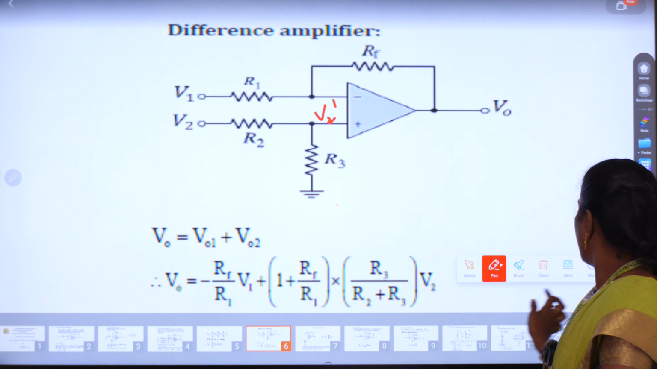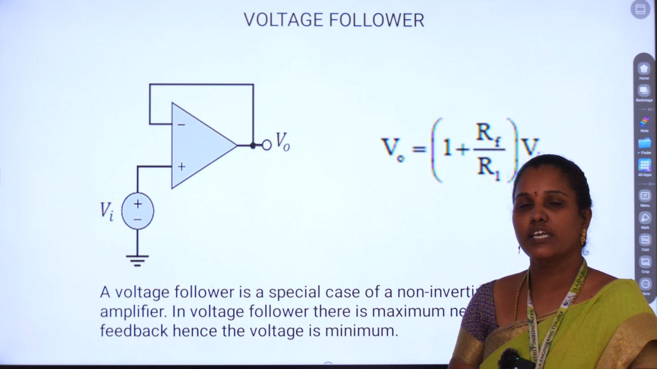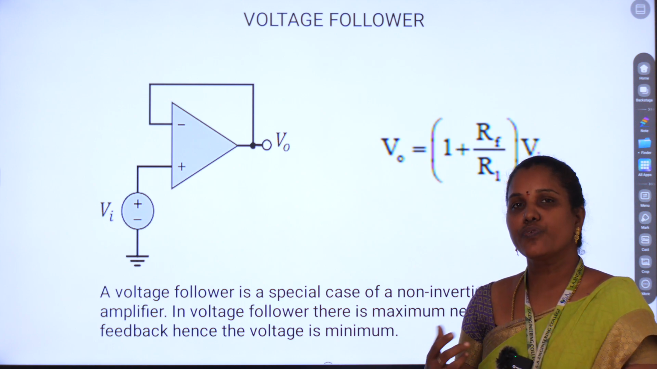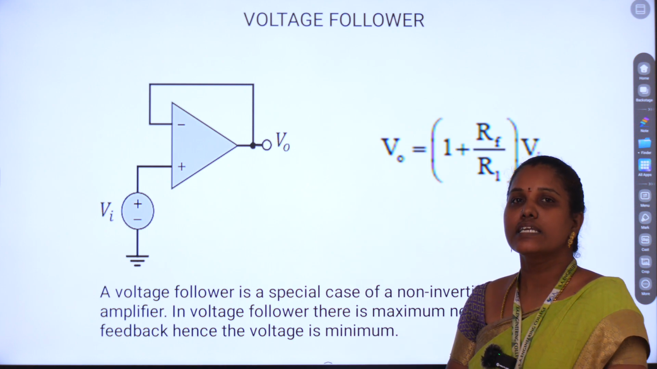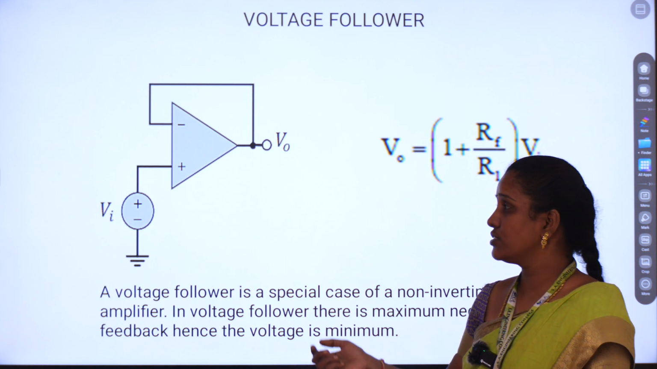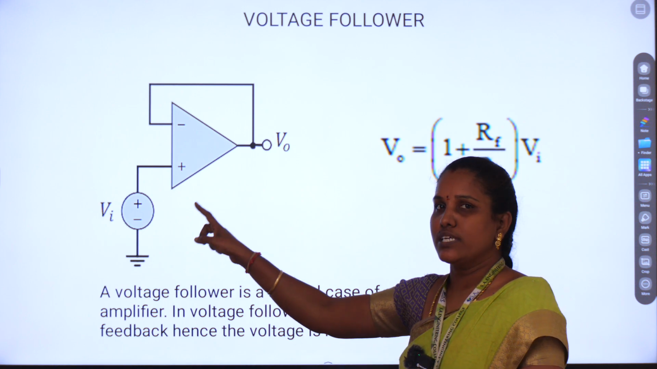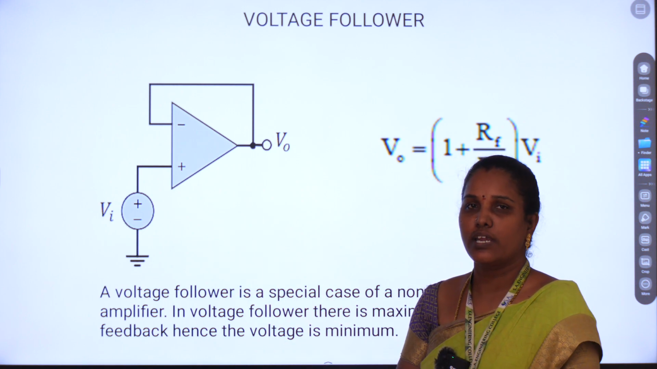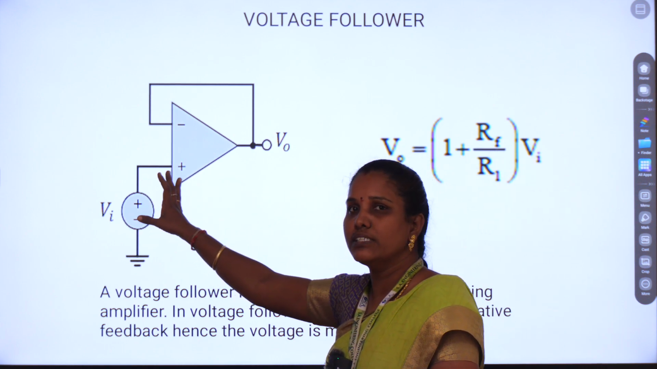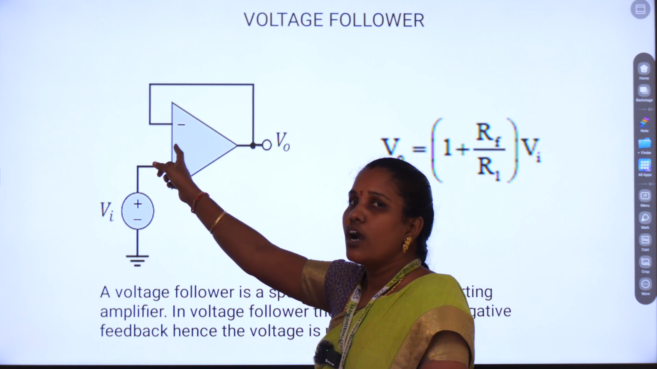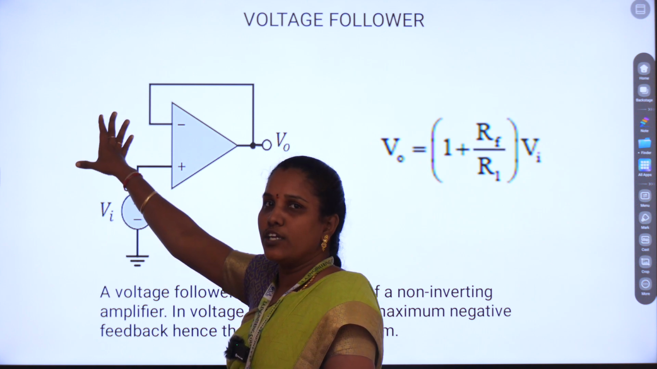Now, if we want to go to the next slide, the voltage follower is an important application of the operational amplifier. We can use it for impedance matching purposes. How do we make the non-inverting amplifier a voltage follower? In this, the input resistor we can take as open circuited. A voltage follower generally has a high input impedance and low output impedance. That's why the input resistance Ri is open circuited, and it produces a high input impedance.